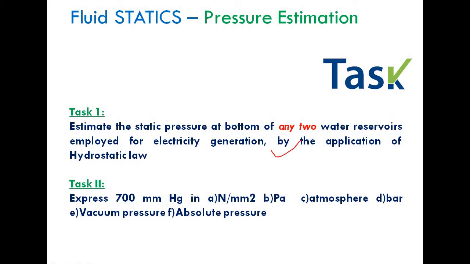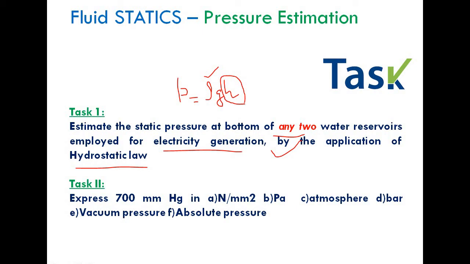estimate the static pressure at bottom of any 2 water reservoirs used for electricity generation by the application of hydrostatic law. How to do this? You need to find out P at the bottom of a reservoir. How to get it? You can apply the hydrostatic equation, P equal to rho G H. Water density is 1000 kilogram per meter cube. Only thing is you need to find out the height of water in the water reservoir at its maximum capacity.